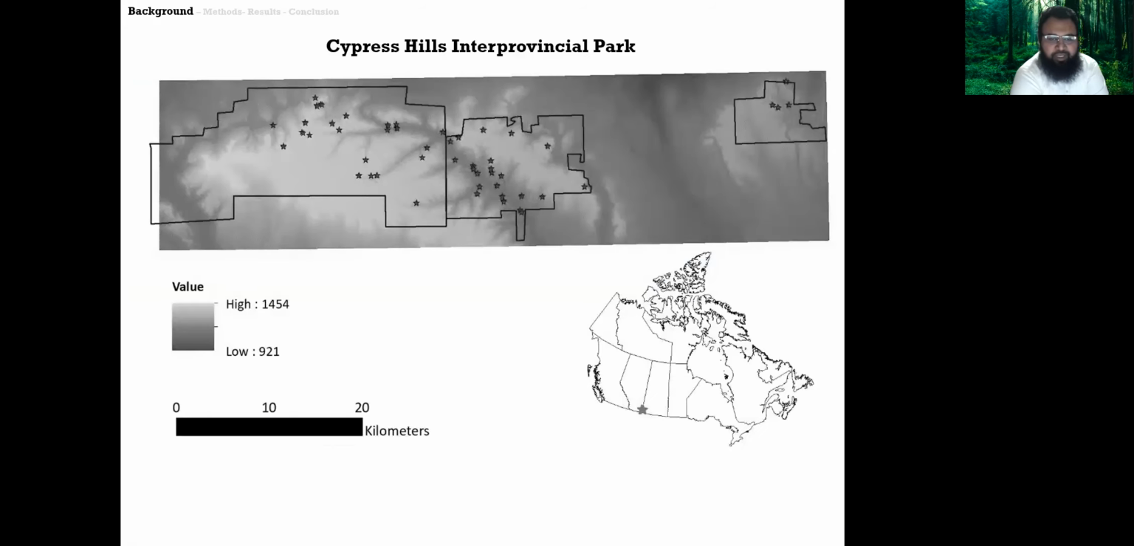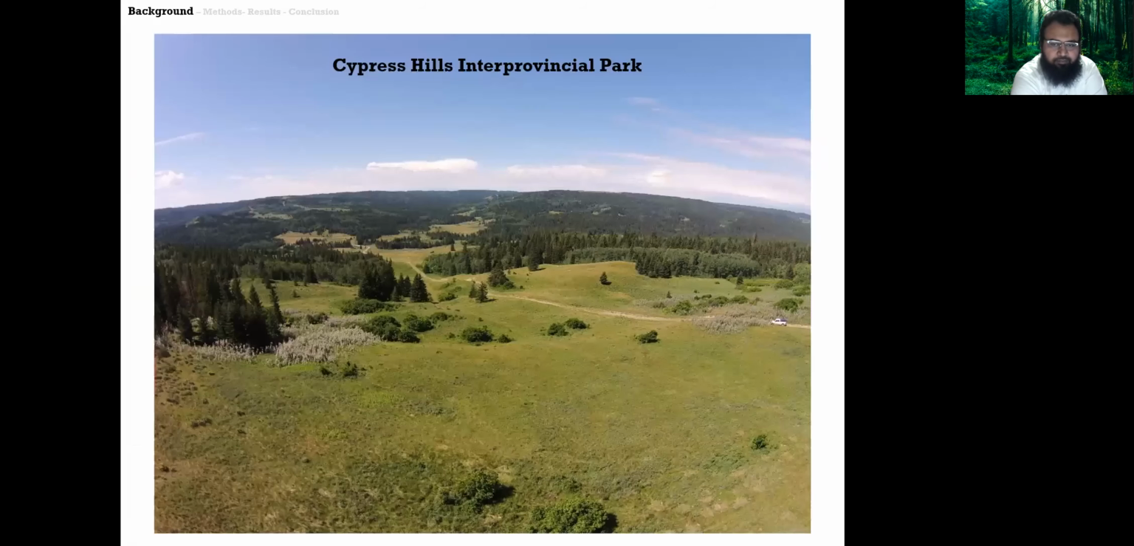Here is my study area. I carried out this study in Cypress Hills Interprovincial Park. It's located on the southern Alberta-Saskatchewan border in Western Canada. Here is the landscape of Cypress Hills.